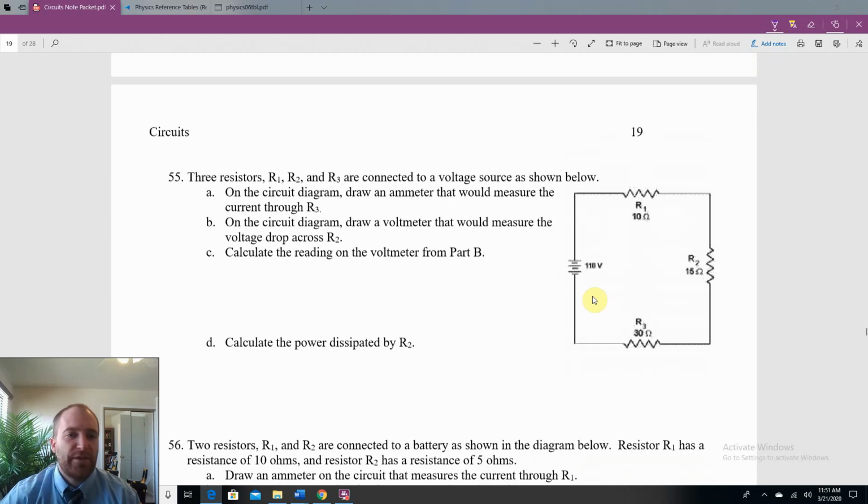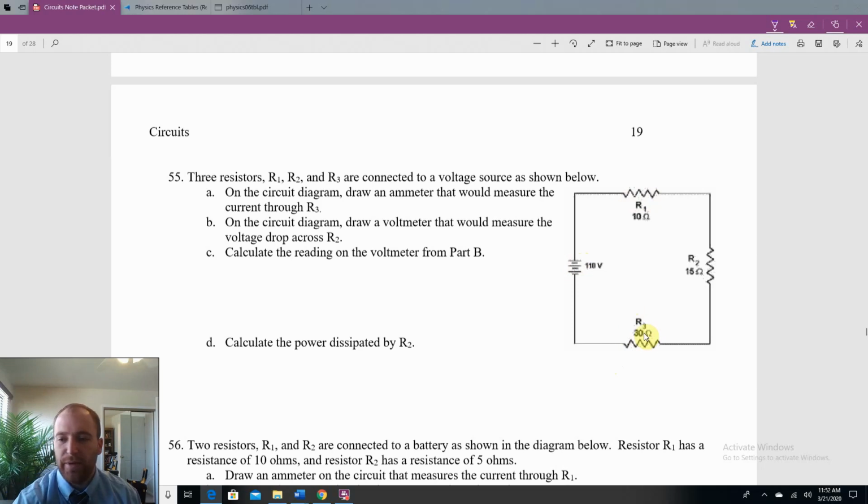55. 3 resistors, R1, R2, and R3 are connected to a voltage source as shown. On the diagram, draw an ammeter that would measure the current through R3. Okay, so we've got our voltage source here. Notice I gave you the values in the diagram instead of the problem this time. And we've got R1, R2, R3. We're going to draw an ammeter that would measure the current through R3. So this is R3 right here.